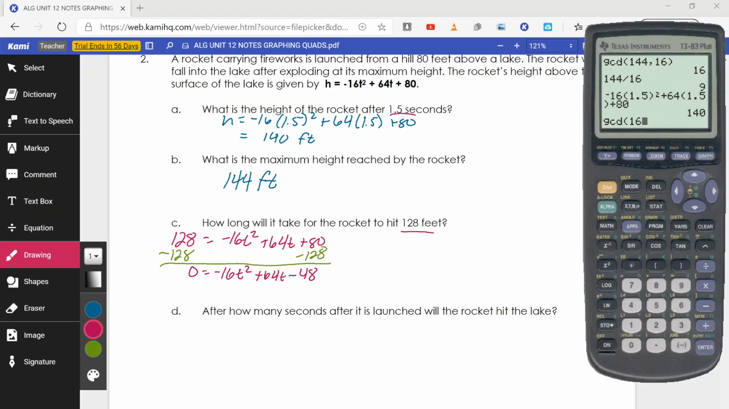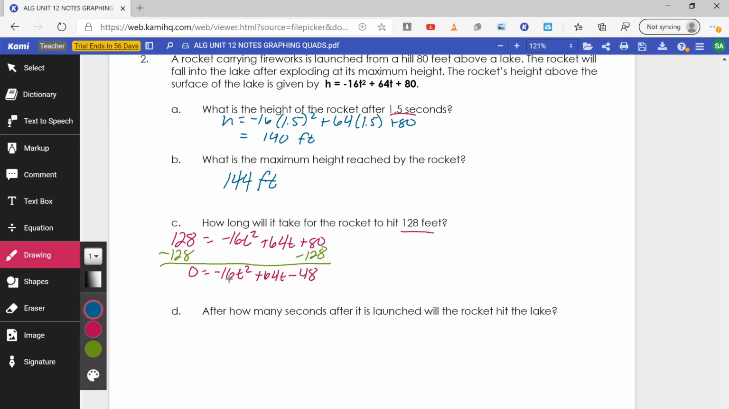So 16, comma, and then I'll do the same thing again: math, num, GCD, and then I'm going to put in the other two numbers, 64 and 48. 16. So this means I can divide all 3 by 16, and because I like t squared to be positive when we're trying to factor, I'm actually going to divide by negative 16.